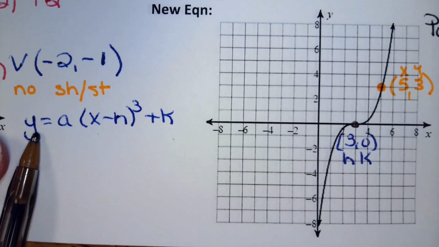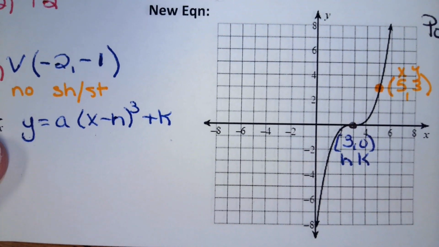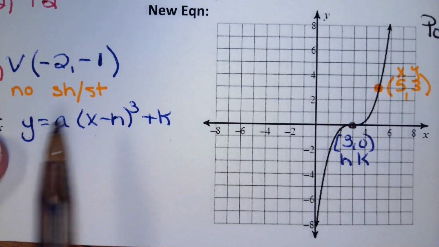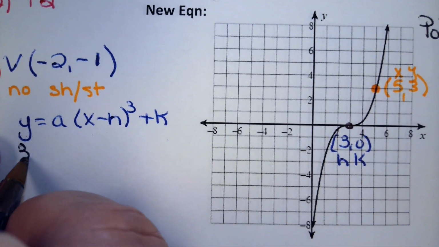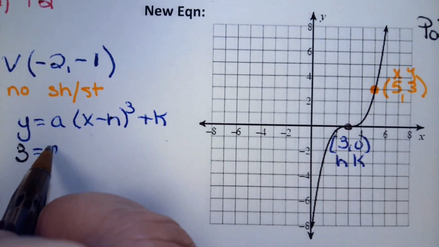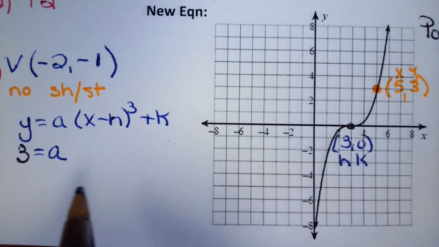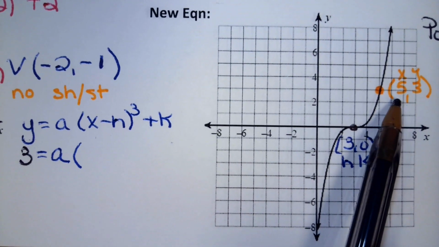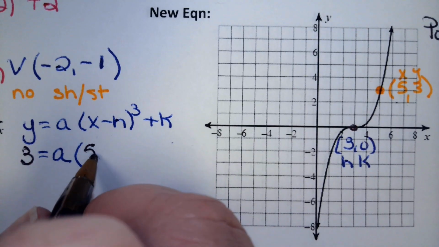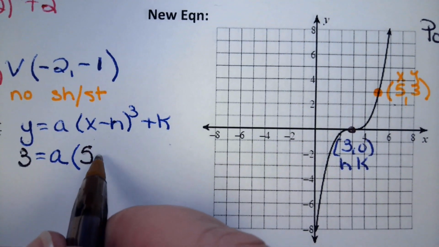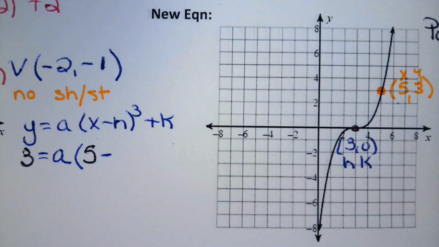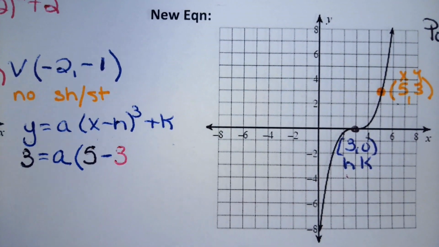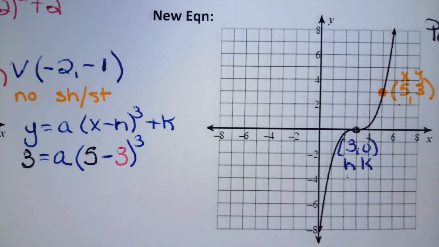All right, what is our y value for just the regular ordered pair? Not h and k, but just the regular y. 3. So I'm going to replace that y with a 3. We don't know what a is, but I do know what x is. What is the x value for just that regular point? 5. All right, what is my h? 3. And what is my k?